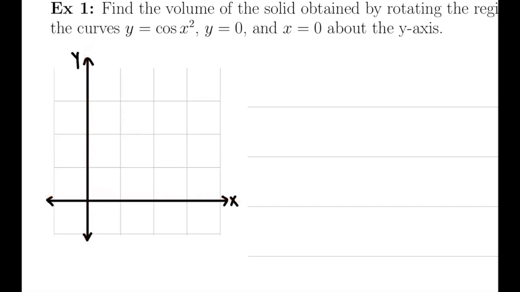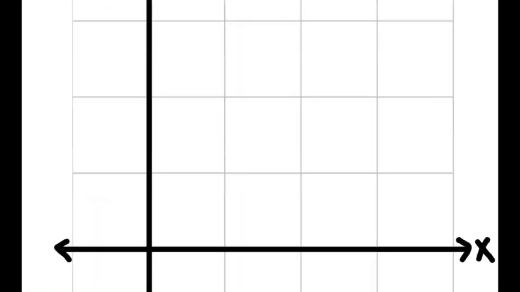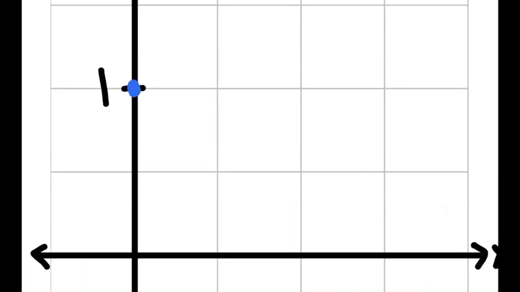So let's look at the y-intercept. How do you find the y-intercept of the graph of this function? Plug in 0 for x. Exactly. So when x is 0, you have cosine of 0 squared, which is cosine of 0, which equals what? 1. Yes. So this is our y-intercept.